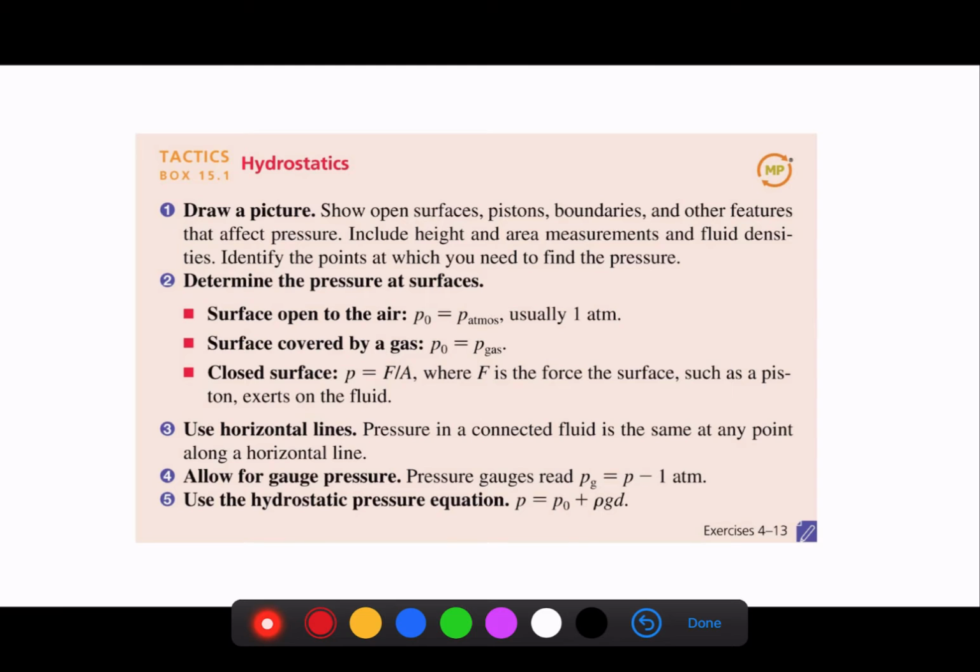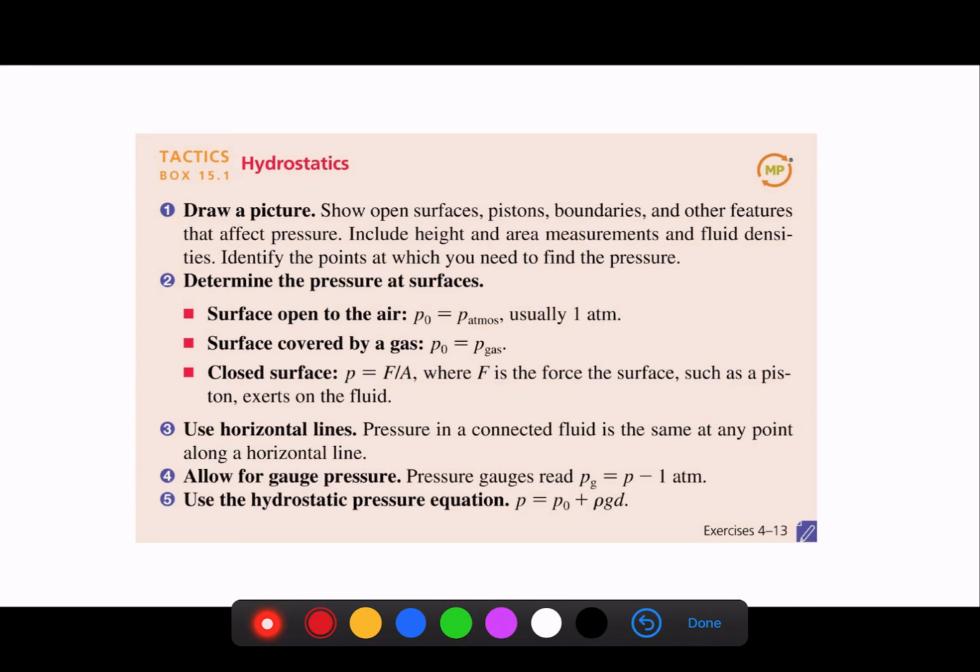And take a close look and identify places where you either need to find the pressure or where you already know the pressure. And then utilize our horizontal lines. So we can find the pressure at various surfaces using some of the equations that we've derived throughout this video series. If the surface is open to the air, you can assume that it's at atmospheric pressure, which would be 1 atmosphere, unless you're told specifically otherwise.